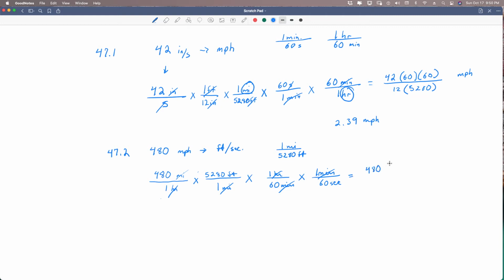480 times 5,280. And we have 1 times 1, which I usually drop. And then we have 60 times 60, or you could write 60 squared, however you want to do it. And we have feet per second. So we can write feet per second. It's easier to just write like this. Feet per second. Just like that.